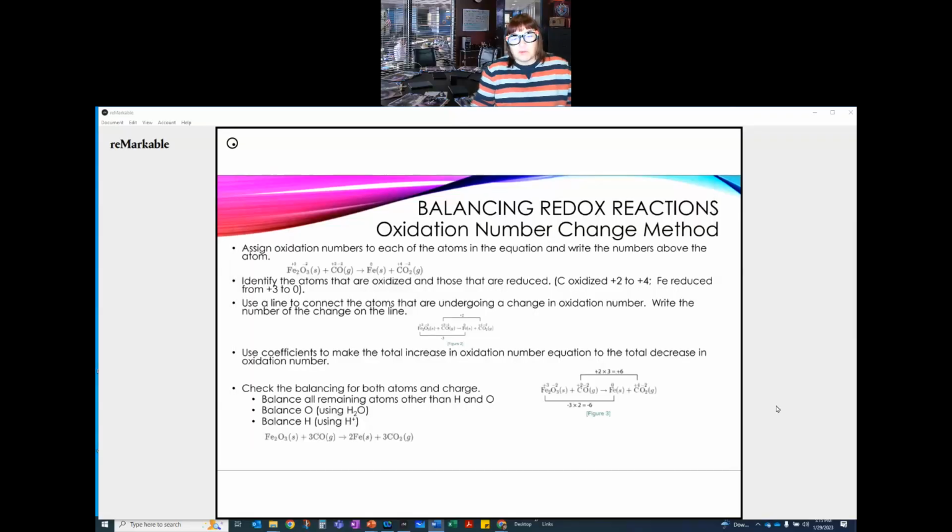Balancing redox reactions with the oxidation number method. I mentioned that this is something you can do. We use the oxidation numbers to connect them, just like I've done previously. We talk about how many electrons are transferred. You'll see the plus 2 and minus 3 there. Use coefficients to make the total increase in oxidation number equal to the total decrease in oxidation number.